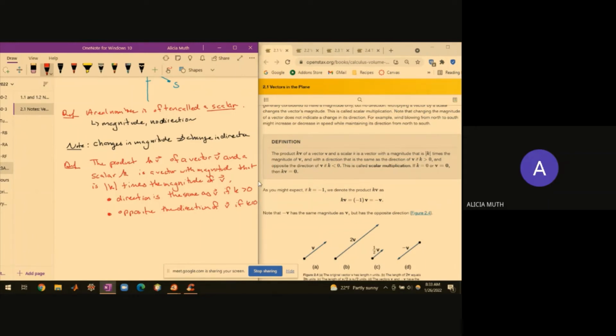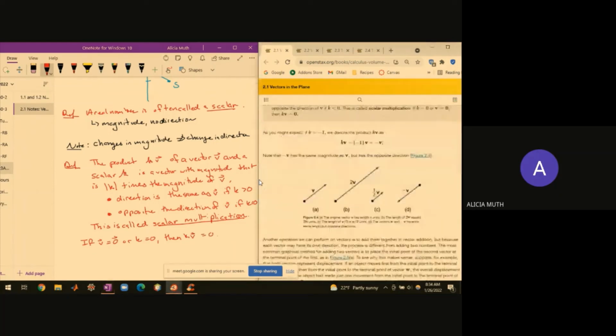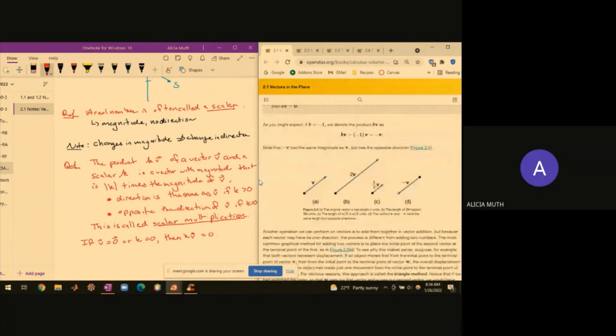All right, this is called scalar multiplication. And if v is the zero vector or k is just the number 0, then either way their product is going to be 0. Awesome. All right. So let's look at some specifics, right?